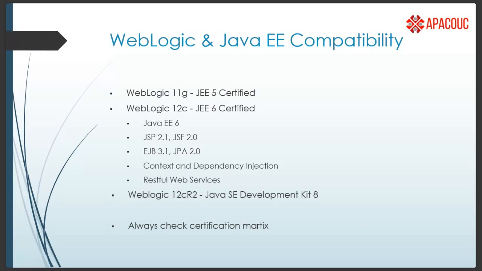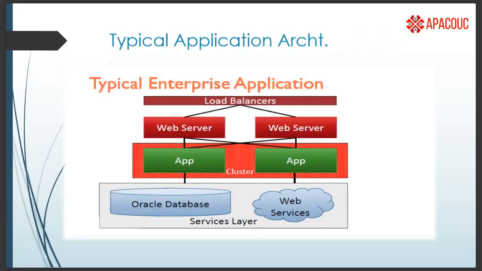After checking actually, we found that the Java version is unstable and consuming the memory on the server. So we switched it and upgraded the Java version to a different one. As you see here, WebLogic 11G, you can use Java 5, with the 12C 6 and later, it's okay. Now we have WebLogic 12C Release 2, it's going to take Java 8, and always check the certification matrix as I already said.